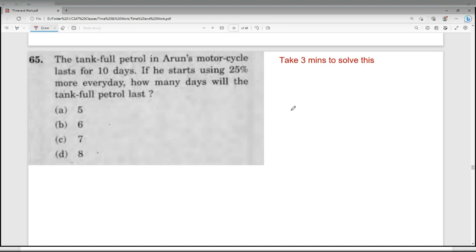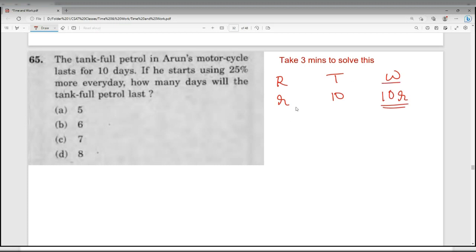So what they're saying is there is a tank full of petrol in Arun's motorcycle that lasts for 10 days. If he starts using 25% more every day, how many days will the tank full of petrol last? So again, we'll have this rate, time, and then work. Instead of work, we have this petrol here, tank full. So let the rate be R, and he has the petrol for 10 days, and then that becomes 10R. This is the worth of fuel that is there in the tank.